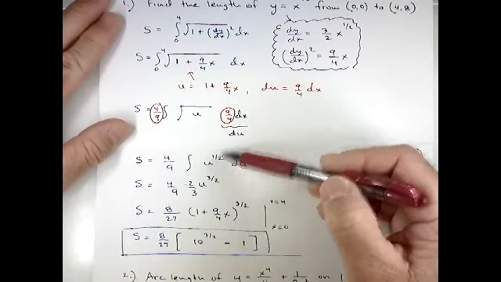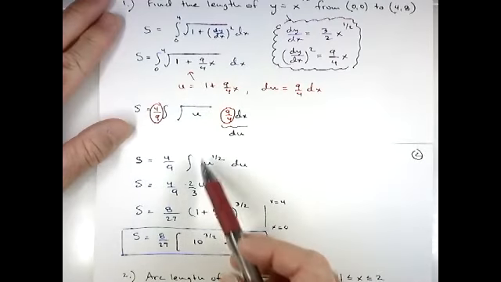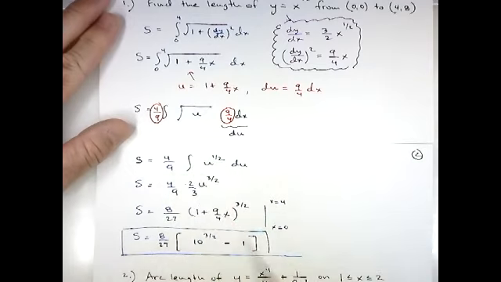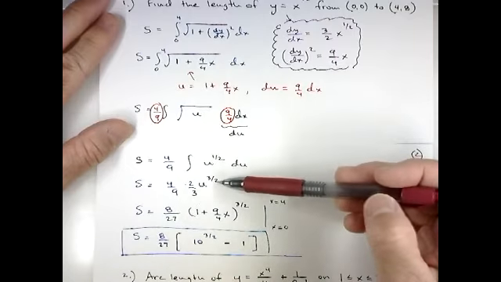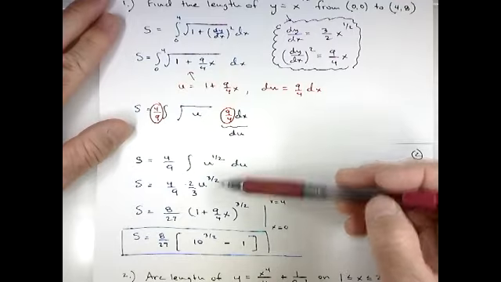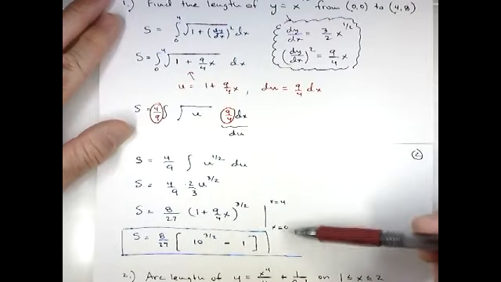This is u to the 1/2. The 4/9 stays outside. I chose not to change my limits. Remember, we talked about that in a previous video. You can convert your limits in terms of u if you want to. I chose not to here. My antiderivative is 2/3 u to the 3/2. I put my u back in, and now since I'm back in terms of x, I can use my original limits from 4 to 0.